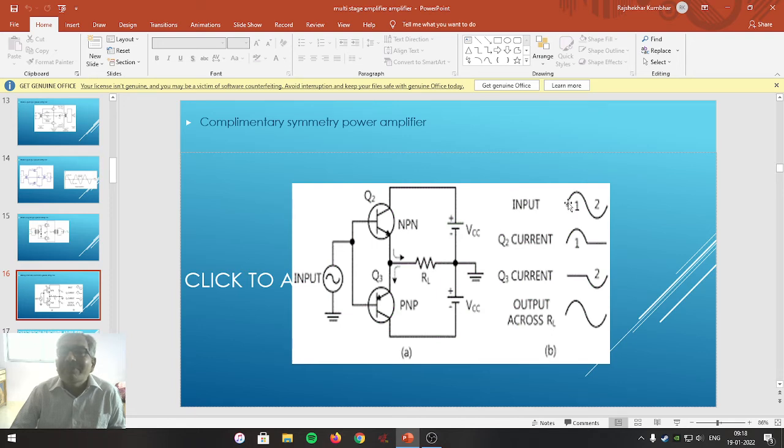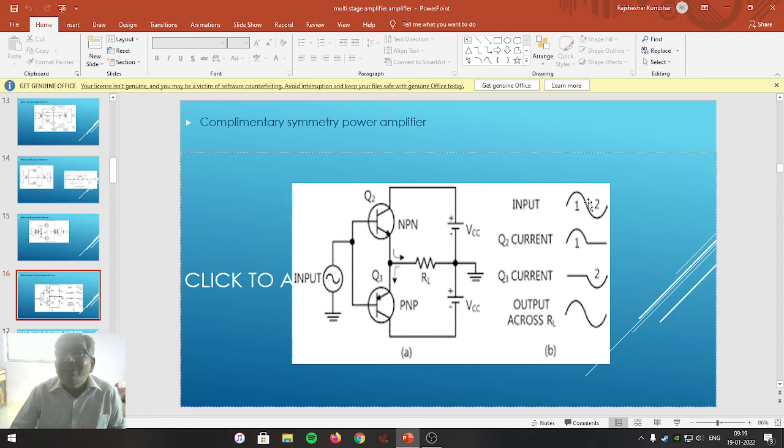If suppose this is the input positive half cycle received at the base of the transistor, then through Q2, as its emitter base junction is forward biased, current flows, but at the same time through Q3 no current flows. Because of Q2, across RL we can get the power or current in this particular aspect.